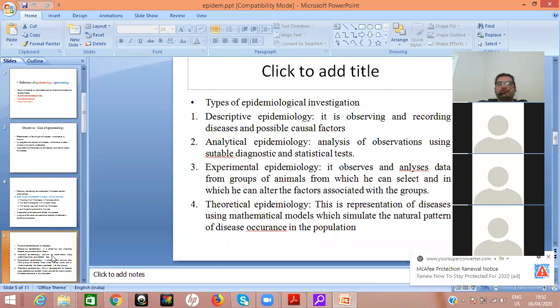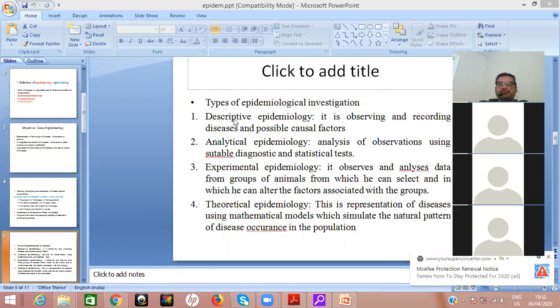So coming to different types of epidemiology, what are the different epidemiological investigations? So we can divide epidemiology into four categories. The first one is descriptive epidemiology. Second one is analytical epidemiology. Third is experimental epidemiology. And the fourth is theoretical epidemiology. They are different types of epidemiology that are being used for a particular disease study.